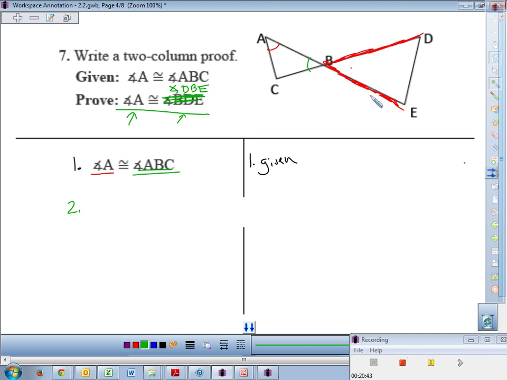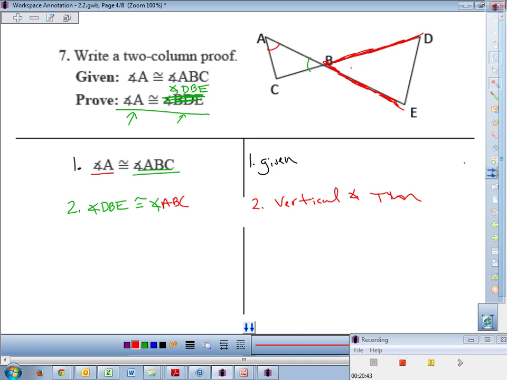So let's write it down. Step 2. This angle that we're talking about, isn't it angle DBE? It's congruent to what? Angle ABC. How come? They're vertical angles. And the vertical angle theorem says, yes sirree, Bob. Nice. You tell me what to do next. I know this is still new to us, but you tell me what to do next. What do you want to do?